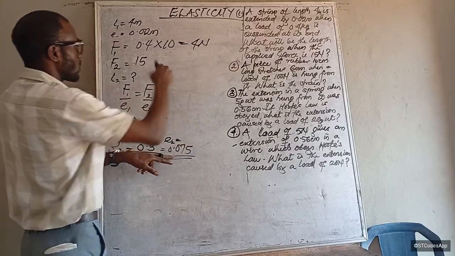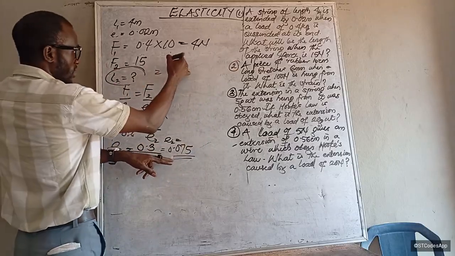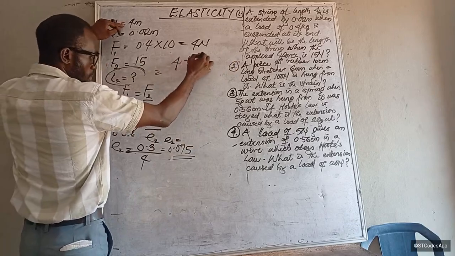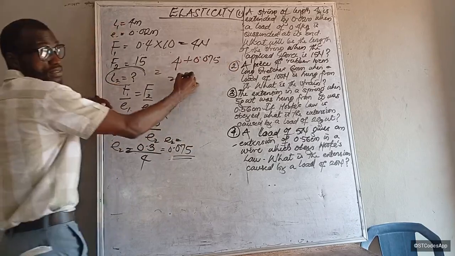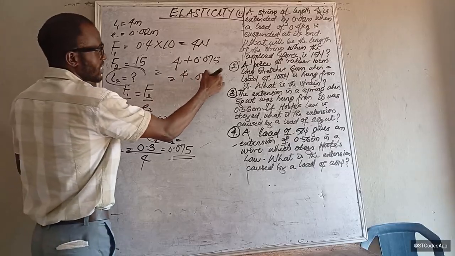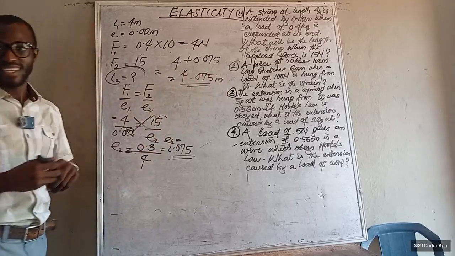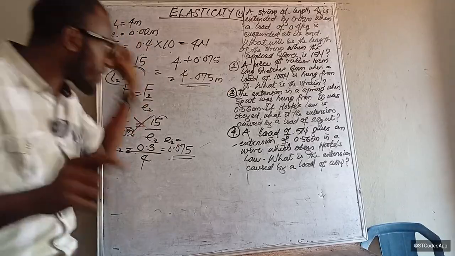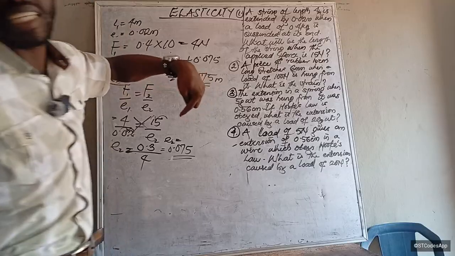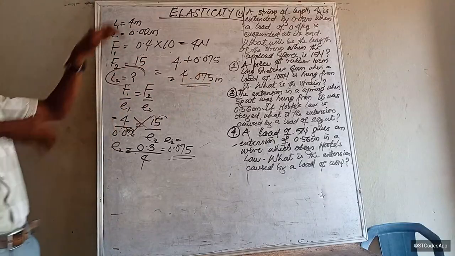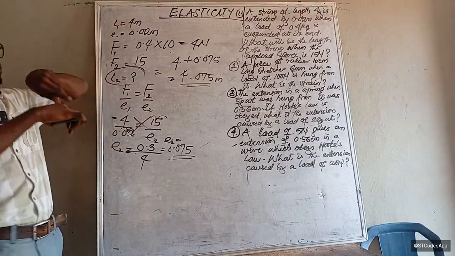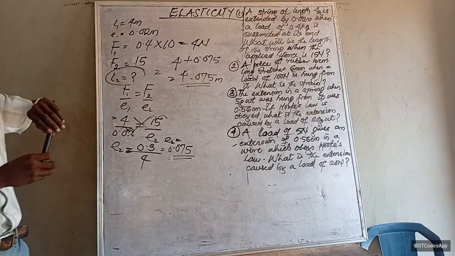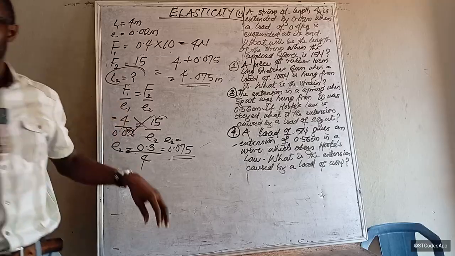But what does the question say? We should find the second length. So the second length is what? Original length plus 0.075. That will now be 4.075 meters. Is it clear? It says find the length of the string. So you have to add the original length plus the extension. Is it clear? Do you understand?